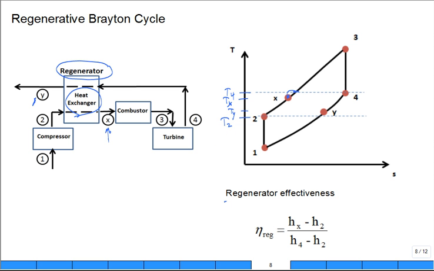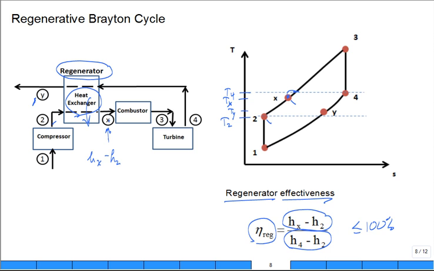They introduce a regenerator effectiveness. They could have called it an efficiency, but they didn't, so I'm going to call it an effectiveness. And the regenerator effectiveness is in terms of the enthalpies, okay? So the enthalpy of X minus the enthalpy of 2, that's how much heat was transferred into the working fluid. It's this enthalpy change, hX minus h2, divided by the maximum enthalpy change that you could have anticipated, and that would be the enthalpy at state 4 minus enthalpy at state 2. So this number would be less than or equal to 100%.